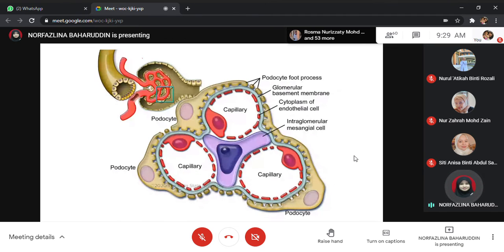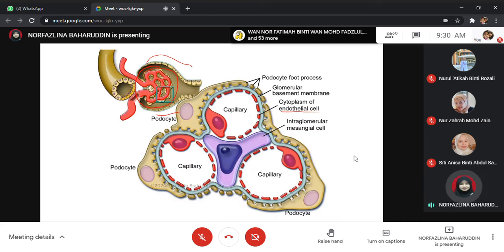This is your, can you see? This is the Bowman capsule. This is your capillaries, the glomerulus. Now it enlarges this part, the box, that you can see. So your capillaries are here. This is capillary, capillary, capillary. The red ones are endothelial cells. Imagine there are endothelial cells here. Can you imagine? This is a cross section of your blood capillaries.